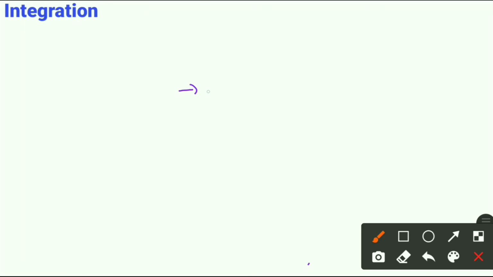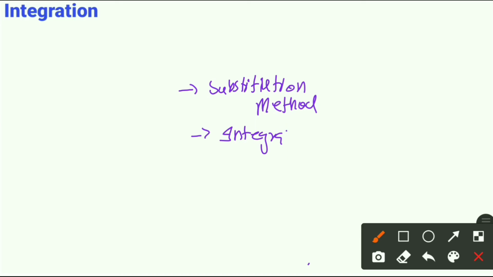Now we're going to start with what the methods of integration are. There are two methods. One is the substitution method, and the other is integration by parts. These are the two methods with which you can do integration of any equation. These are the two methods that we're going to cover today, starting with the substitution method.